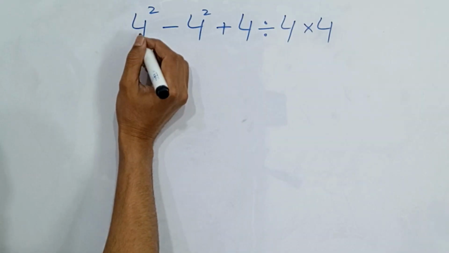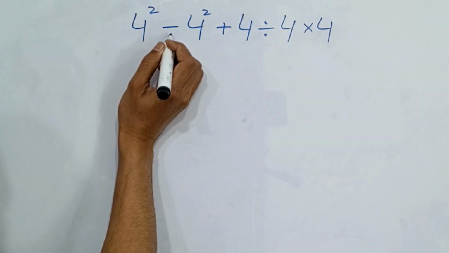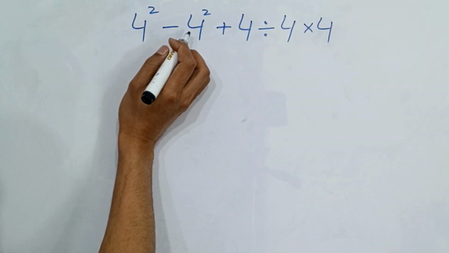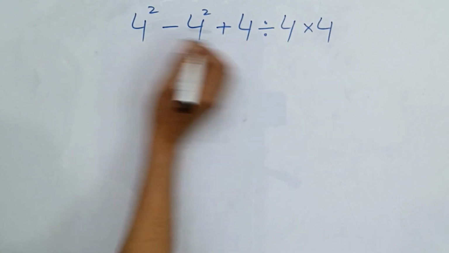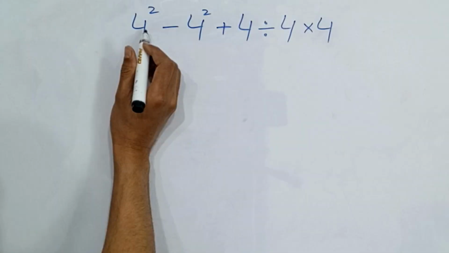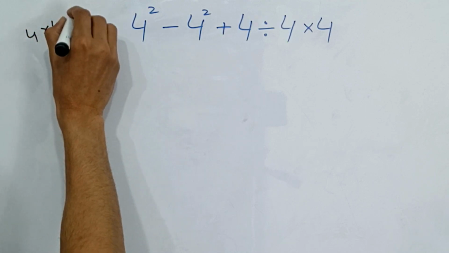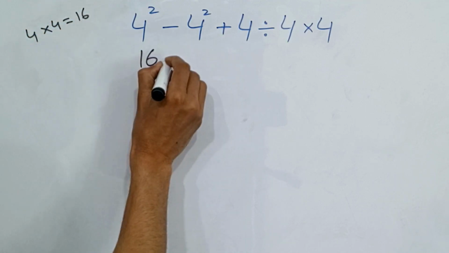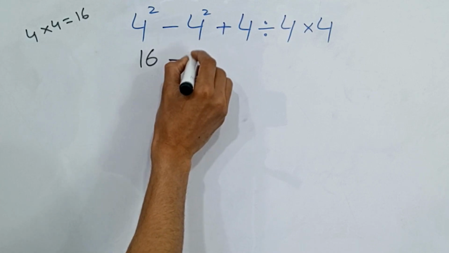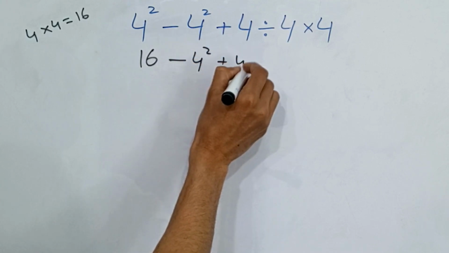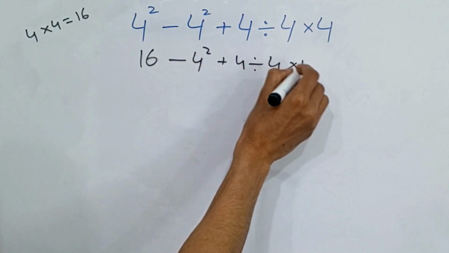Hey guys, this is a very interesting question. 4 to the power of 2 minus 4 to the power of 2 plus 4 divided by 4 times 4. 4 to the power of 2 equals 4 times 4 equals 16, right? 16 minus 4 to the power of 2 plus 4 divided by 4 times 4, right?